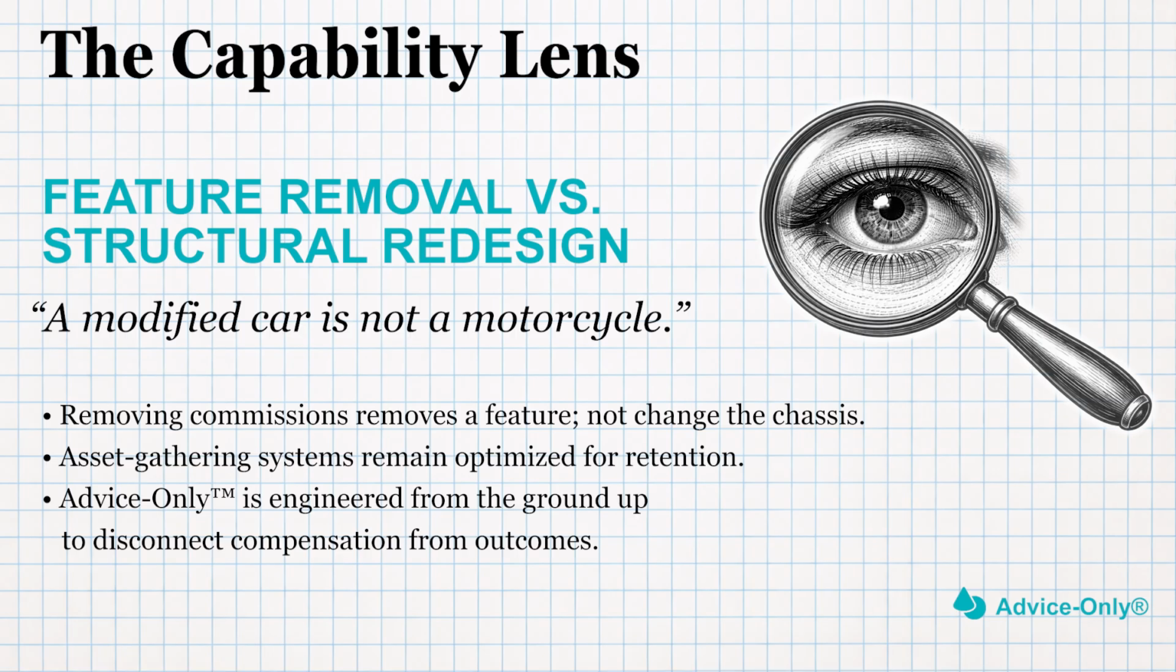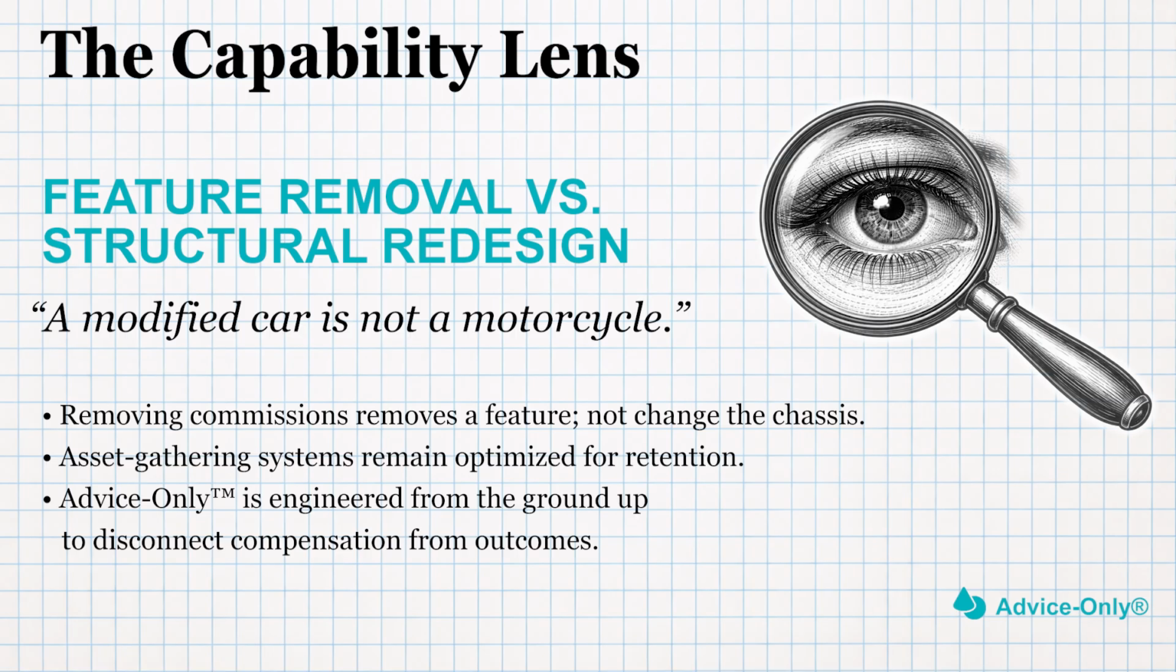So now that we've introduced the capability lens, I want to slow down and really work with it for a few minutes, because this is where most confusion about advice models actually lives. This is where the professional conversations get muddled. This is where good advisors working in different systems talk past each other without realizing they're describing fundamentally different architectures.